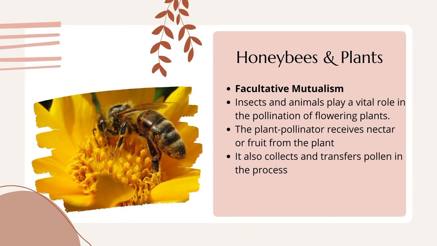Honeybees and plants is a facultative mutualism. Insects and animals play a vital role in the pollination of flowering plants. While the pollinator receives nectar or fruit from the plants, it also collects and transfers pollen in the process.